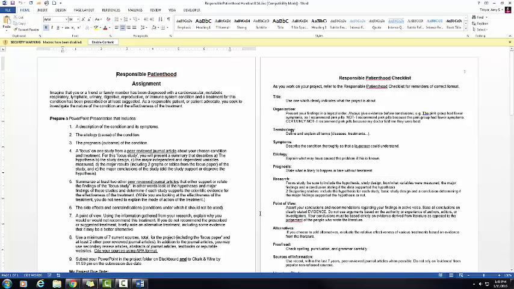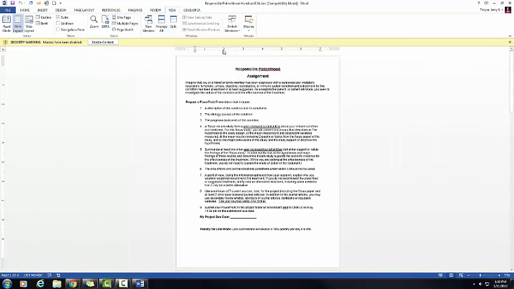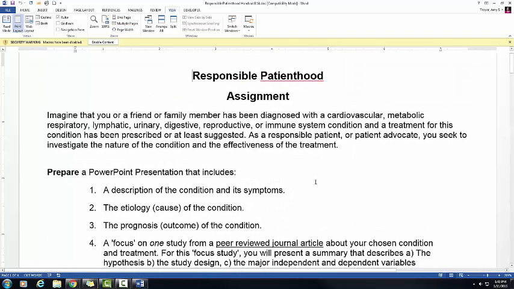So you can see, let's look at the view and get the one page so you can see this whole thing. Page width, there we go. So this is the assignment page that I gave you in lab. So if you lost yours and you need to find it again, that's where it is.